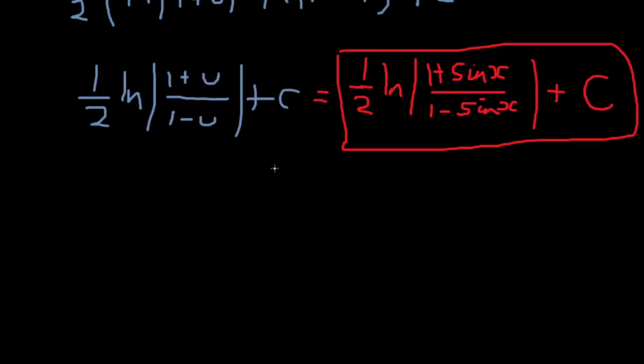This brings us on to my favourite method, the final method. Let's just hop straight into it. We've got the integral of secant x dx, and we're going to be using complex numbers to integrate this.